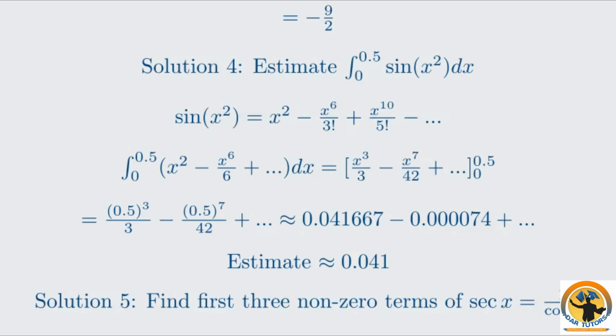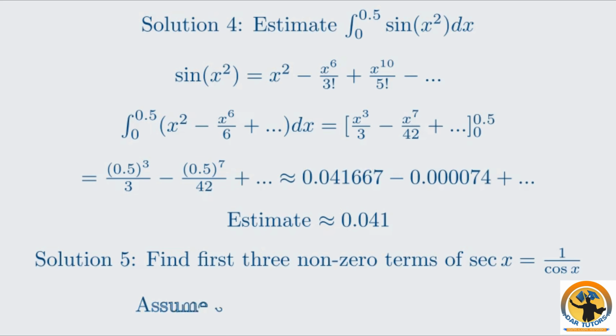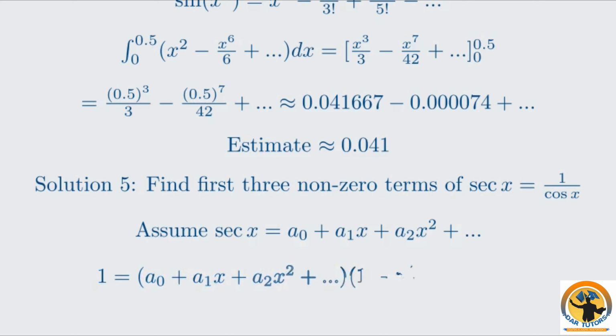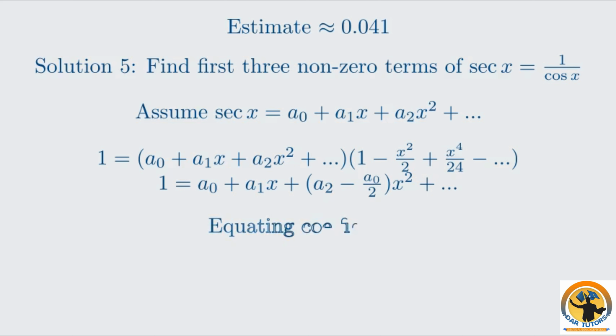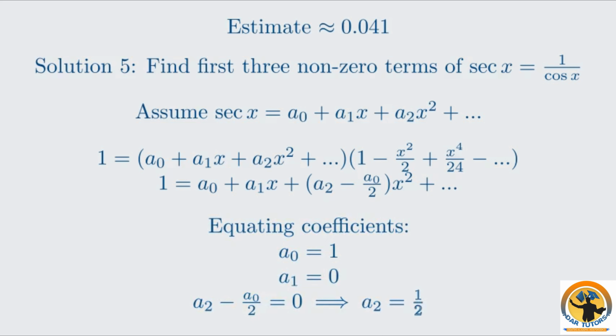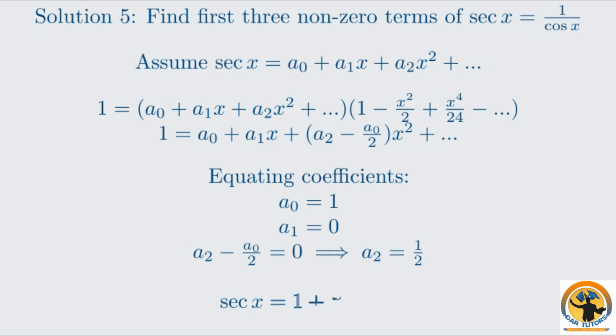Finally, for question 5, we use the method of undetermined coefficients. We assume sec x is a series a sub 0 plus a sub 1 x, and so on. We multiply this by the cosine series and equate coefficients with 1. This gives us a sub 0 equals 1, a sub 1 equals 0, and a sub 2 equals 1 over 2. The first 3 non-zero terms are 1 plus x squared over 2. I hope these solutions have helped clarify the concepts. Keep practicing, and you'll become proficient in working with Maclaurin series.